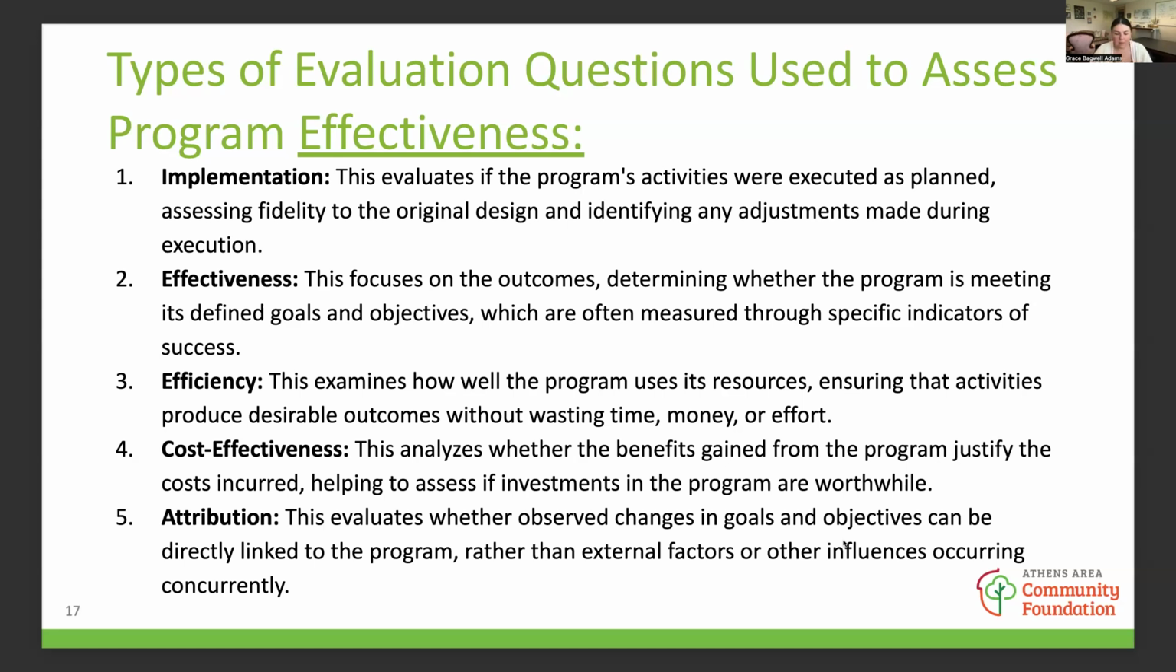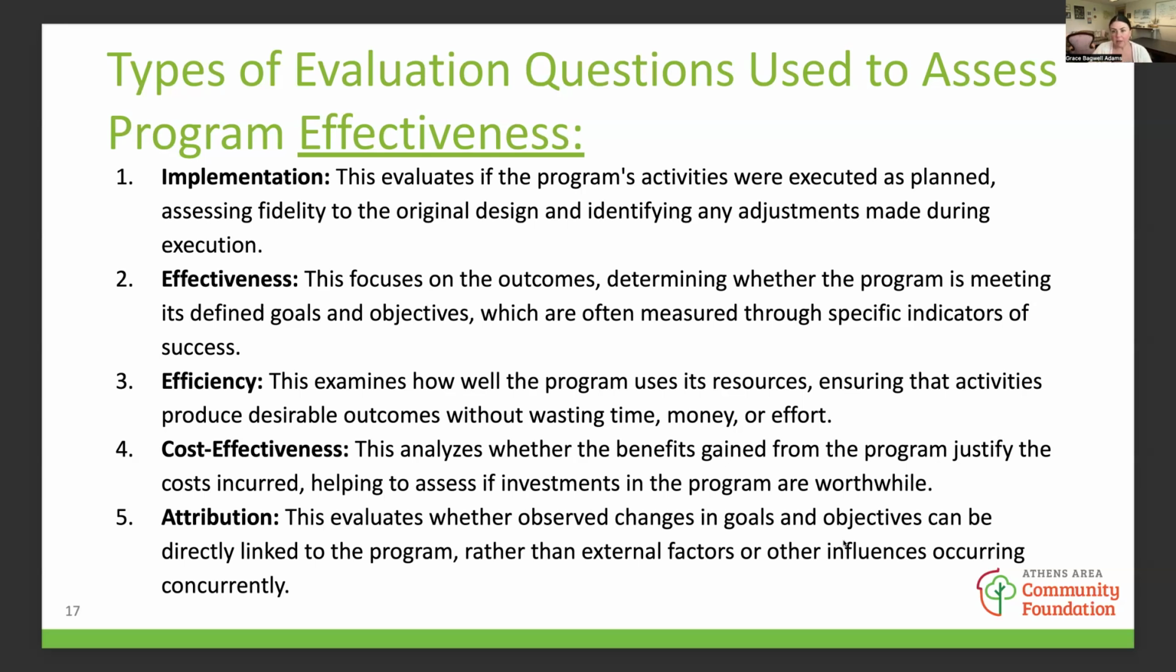And then finally, we have this idea of attribution. So this evaluates whether observed changes in goals can be directly linked to a program rather than other external factors. There are lots of things that are happening in the real world. We've already defined that, right? The work that you do happens in the real world. There are all kinds of things that are happening in the real world that are outside of your control.